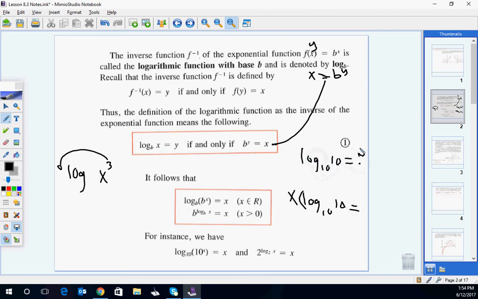What makes that possible? Well, what does the exponent of 10 have to be to get 10? 1. So that's where it comes from, okay? So 10 to the 1 is 10. So long story short, this x essentially goes to the front. Log 10 of 10 is 1, so it's 1x, so it's x.